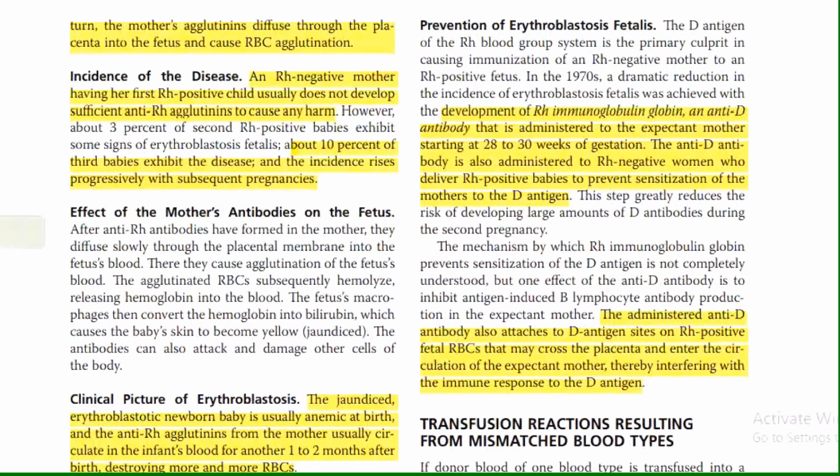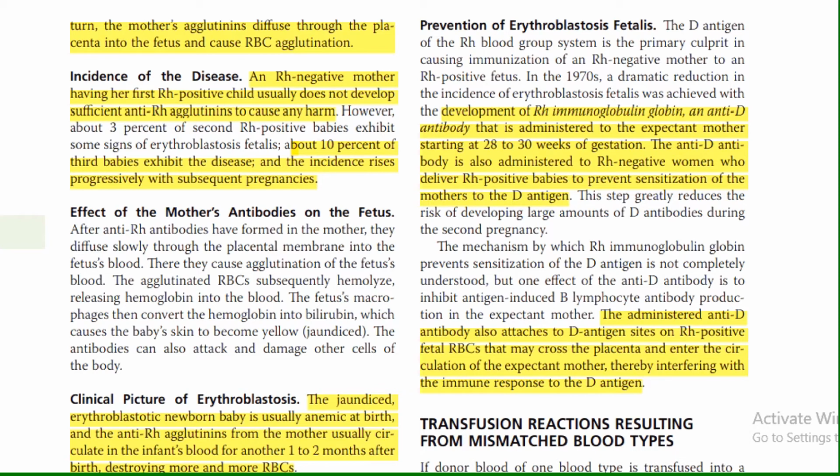Prevention of erythroblastosis fetalis. Rh immunoglobulin, or anti-D antibody, is administered to the expectant mother starting at the 28th to 30th week of gestation. The anti-D antibody is also administered to Rh negative women who deliver Rh positive babies to prevent sensitization of the mother to the D antigen. This step greatly reduces the risk of developing large amounts of D antibodies during the second pregnancy.